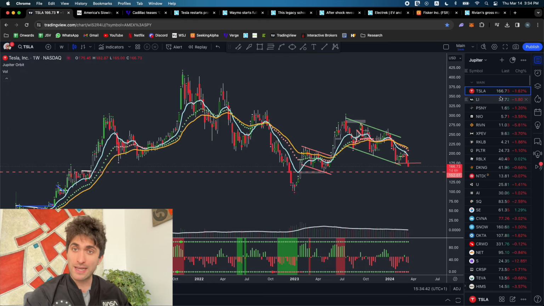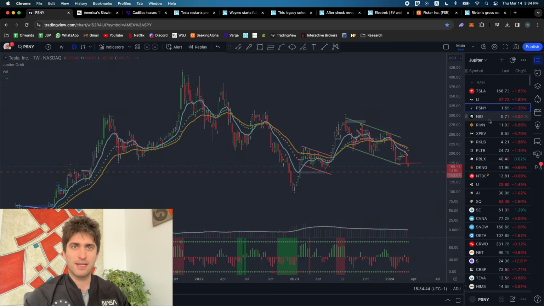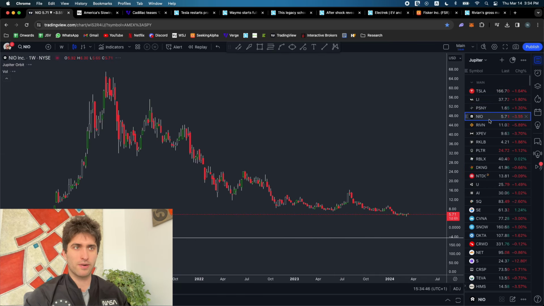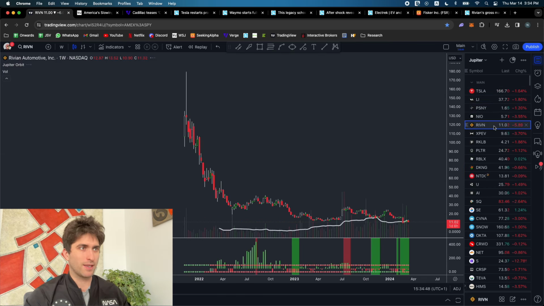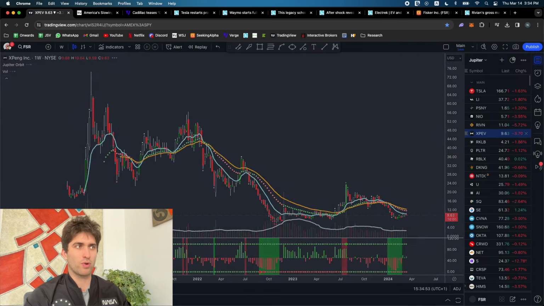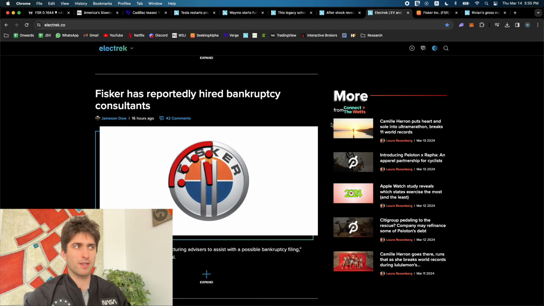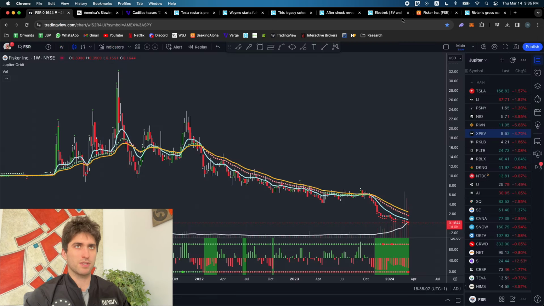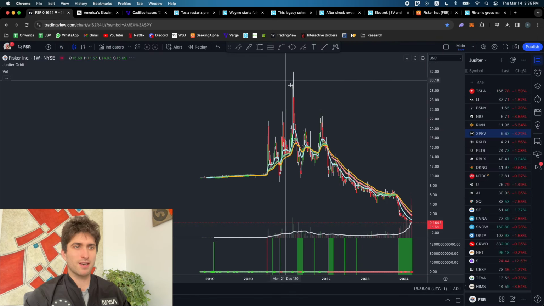So if they can't get going, you have no place trying to risk your hard-earned money in stocks that look like this. Stocks down 99%, whether you're bullish on them or not. So Fisker over here has reportedly hired bankruptcy consultants. Now, first of all, the stock looks like this.